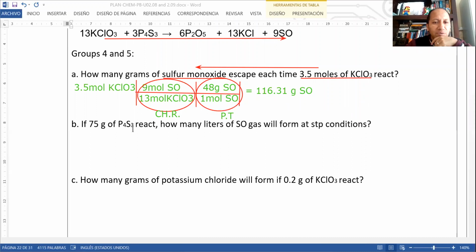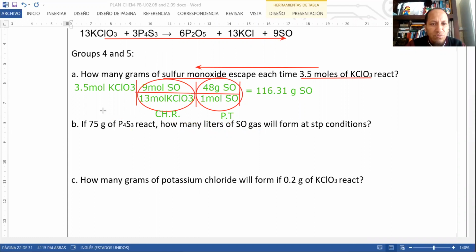Okay, let's continue with the other one. It says, if 75 grams, now you have the data in here, of P4S3 react, how many liters of SO gas? How many liters? So you're moving from grams of P4S3, so you write the arrow from here to there. In the reaction, you're moving from this point. I want to use another color so you can see it better. Let's use this green color, let's use everything in green so you can see it better.